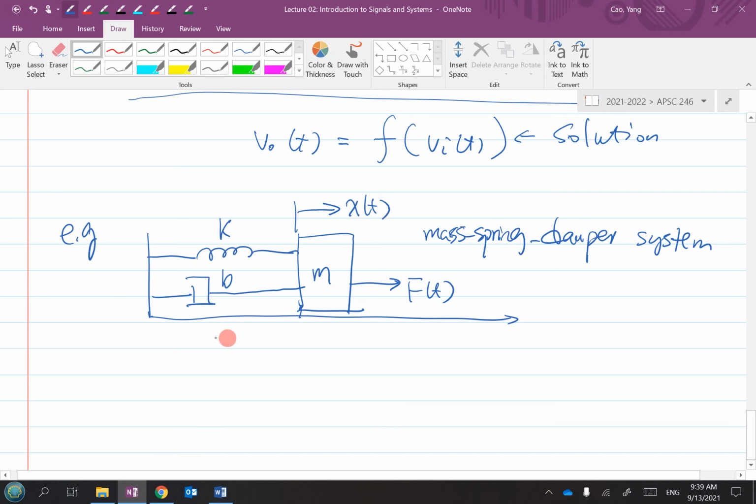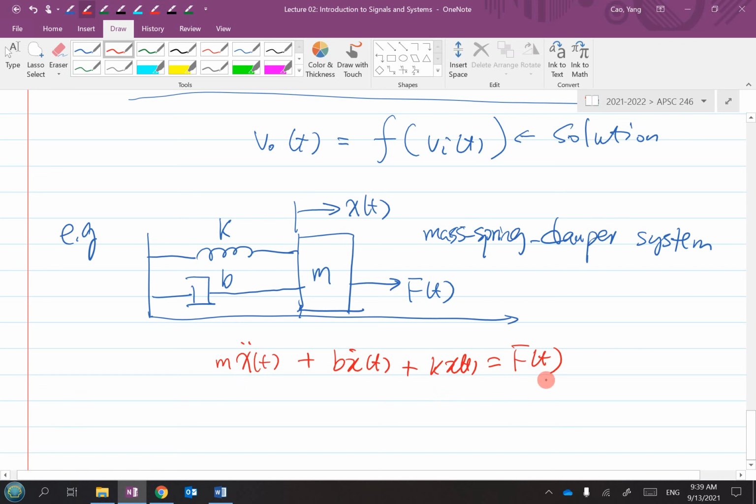And we will be able to learn how to derive this, but the end result you end up with is m x double dot plus b x dot plus k x equal to f of t. And this is another second order linear ordinary differential equation. Inside this equation, you can clearly see it contains x of t. It contains f of t.